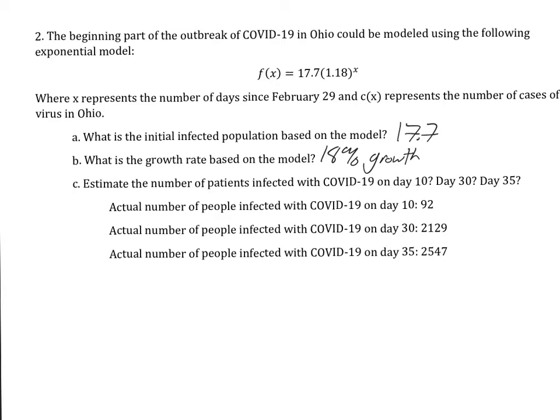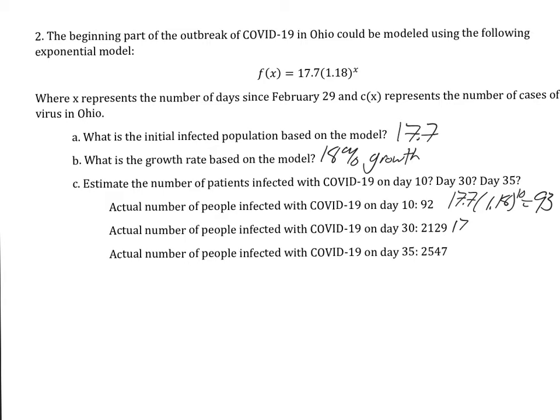Estimate the number of patients infected with COVID-19 on day 10, day 30, and day 35. Okay, so right below, I went ahead and told you what the actual answers would be, but this is just an interesting way to be able to see, like, okay, does this actually represent what it should be representing? So let's go ahead and try this for 10. So we have 17.7 times 1.18 to the 10th. So that would be 93. Okay, 93 and 92. Those are pretty close together.